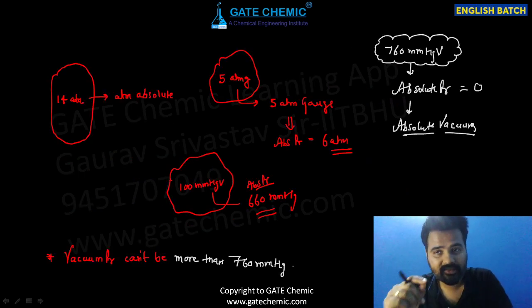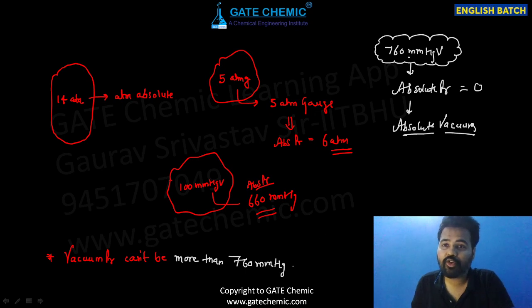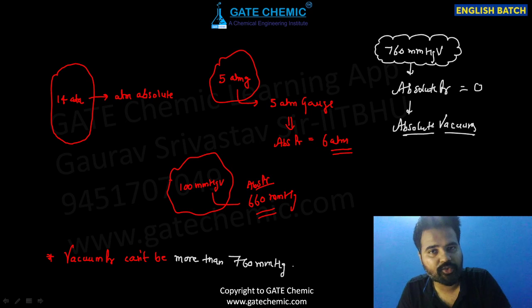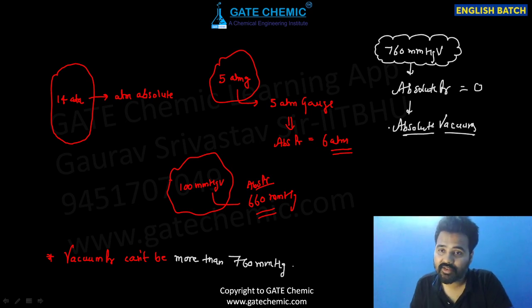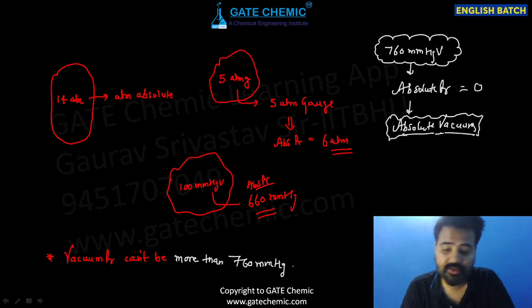Pressure can't be negative. So the maximum value of vacuum can be 760. And when it is 760, then 760 minus 760 will give you absolute pressure 0. And that is also known as the absolute vacuum case.